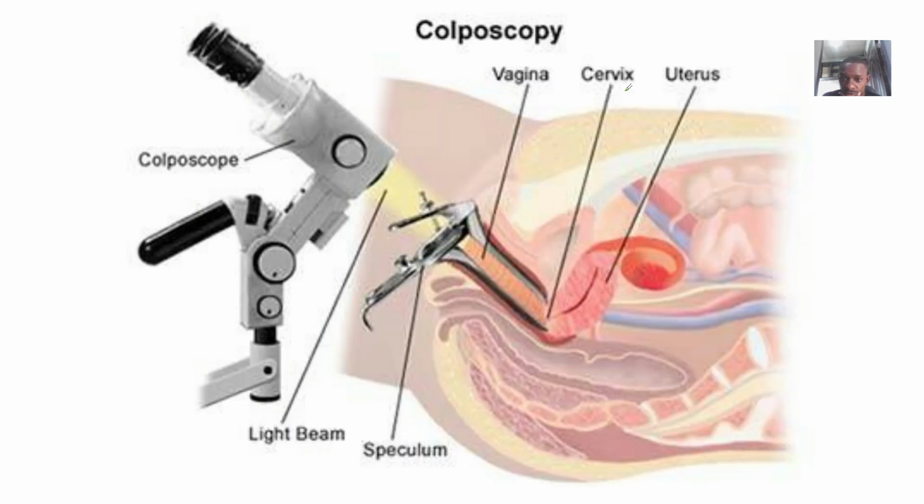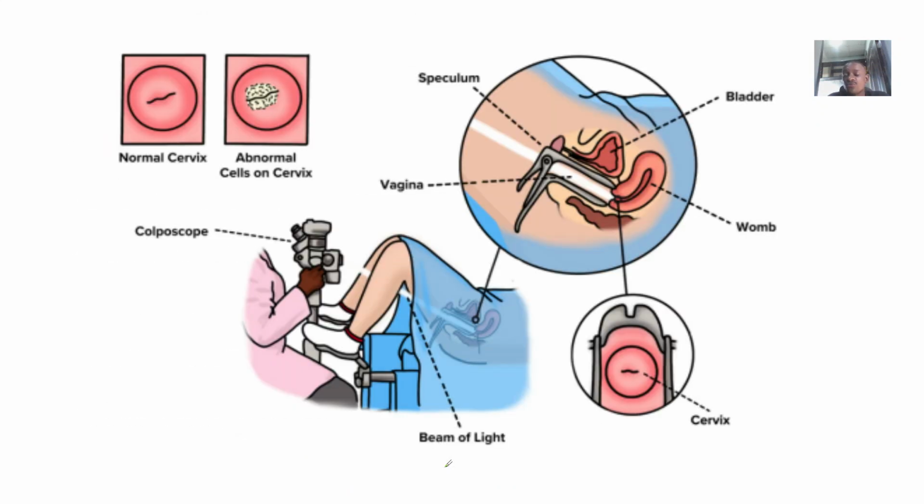All right. So you can see this. It's kind of like a microscope. You put it right into there. Okay, no, not right into there. You use a speculum to widen the vagina right into the cervix, right? Then use a colposcope to view it.